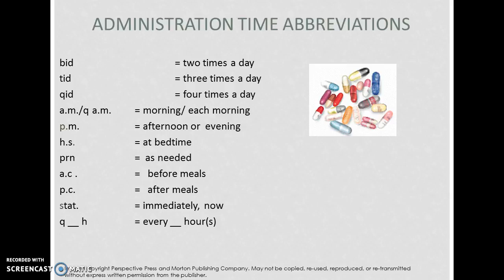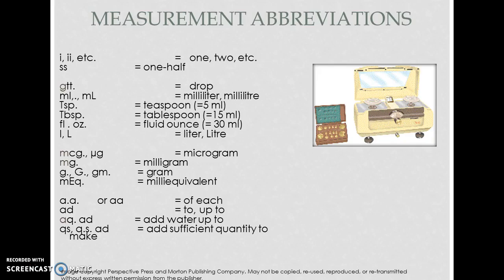Q underscore H, every whatever hour. So in Q underscore H, you put in 2. That means every 2 hours. If you put in a number on the underscore, it will indicate the amount of time that is supposed to pass before you give it, every hour. Okay.